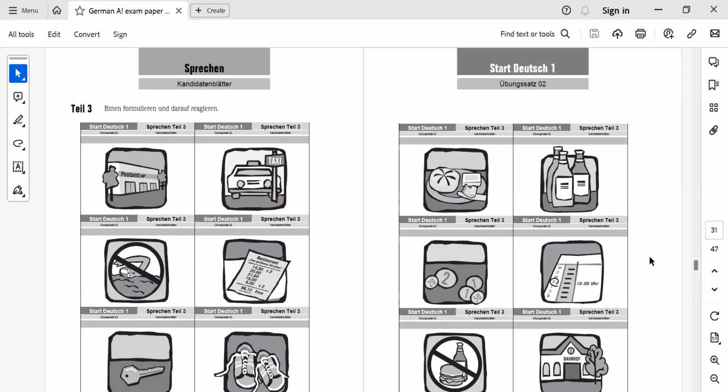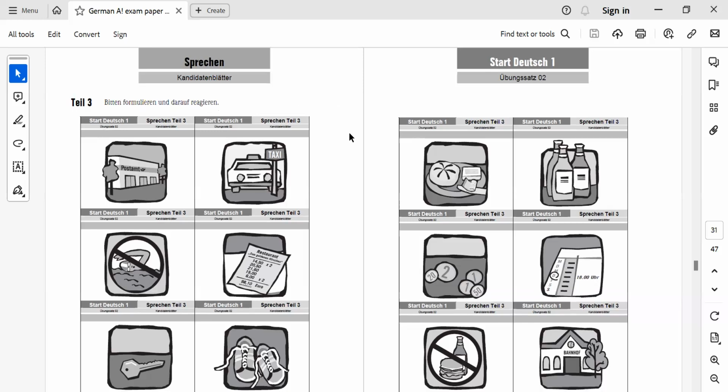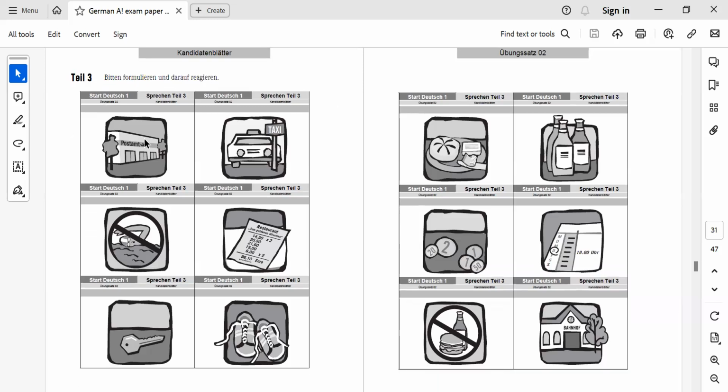Okay, then expression tile 3. This is another tile, Bitten formulieren und darauf reagieren. Again with your partner, same way, you are given 2 cards, then you have to pick. If you don't know the card, you can ask for an exchange. You can definitely ask for an exchange, they will give you. 2 times that can be done.